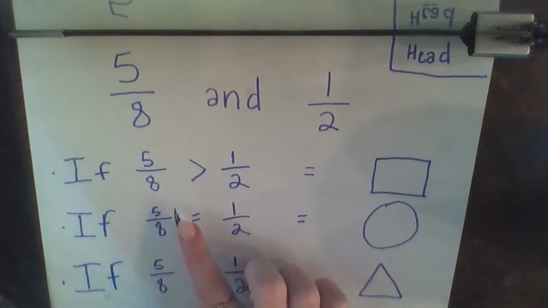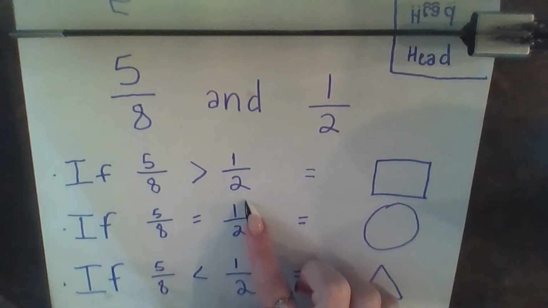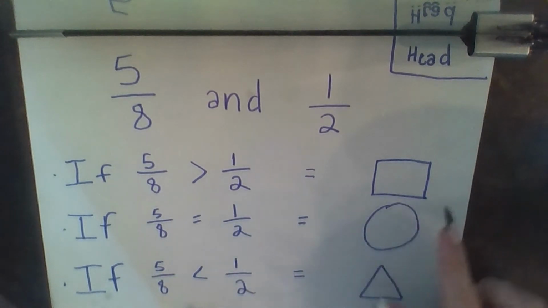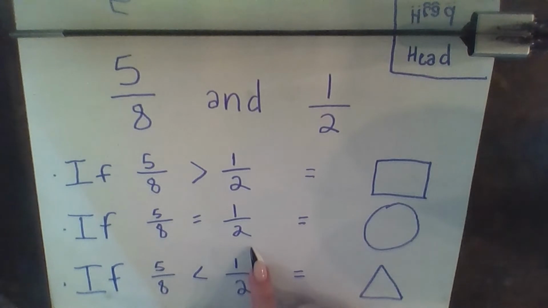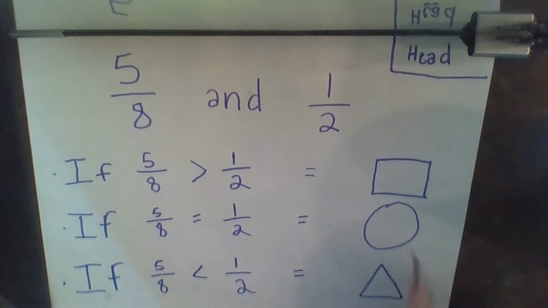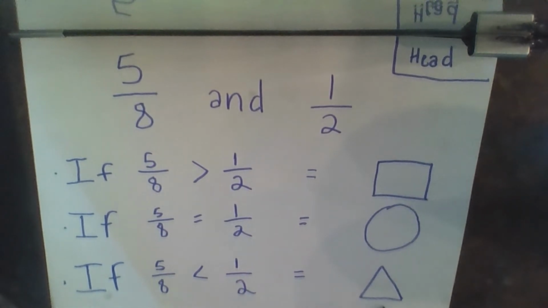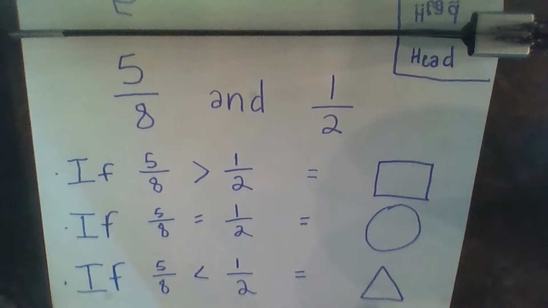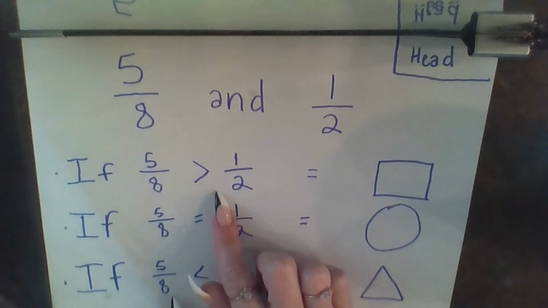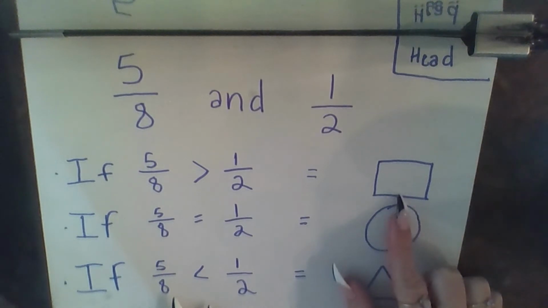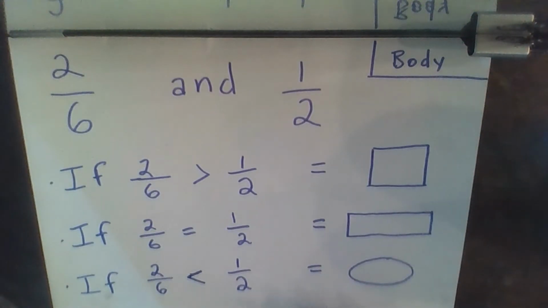If you think that 5/8 is greater than 1/2, then start out by drawing your monster a square-shaped head. If you think that 5/8 is equal to 1/2, then draw a circle-shaped head for your monster. And then if you think that 5/8 is less than 1/2, then draw a triangle-shaped head. So in this case, 5/8 is greater than 1/2, so we would start out by drawing a square as our monster's head. Let's do this again for the rest of our drawing.